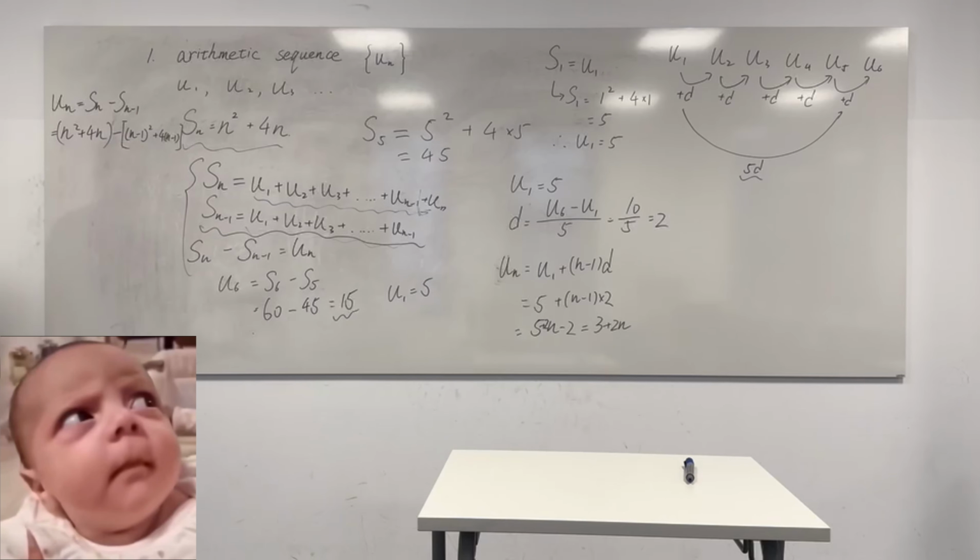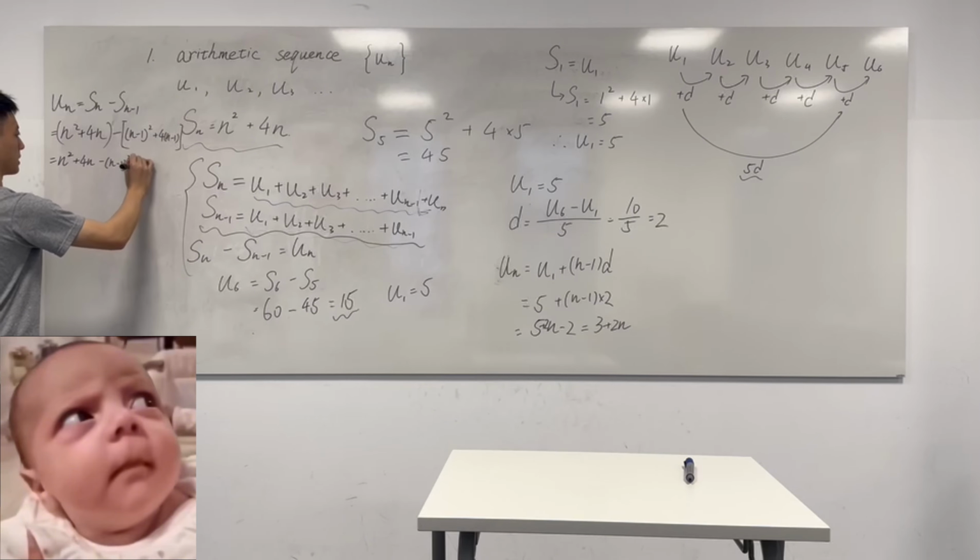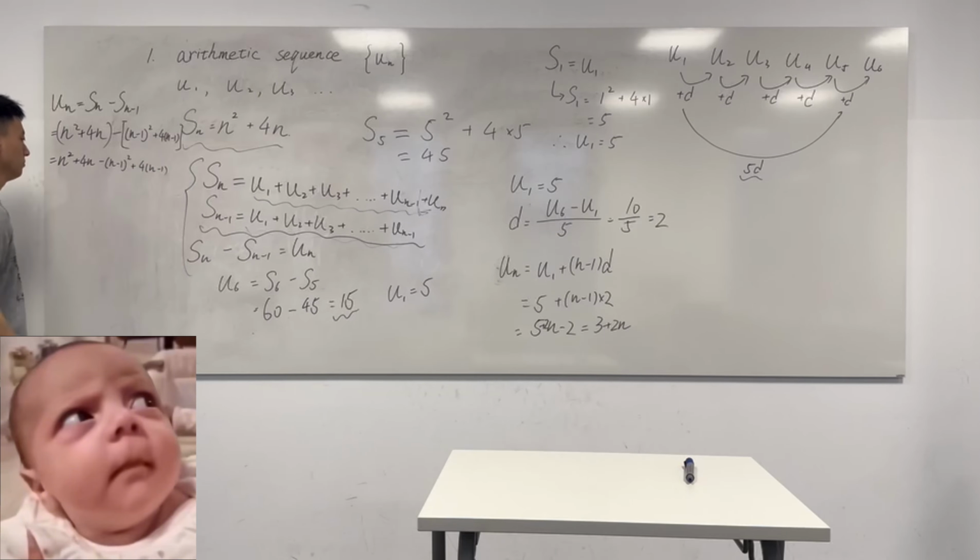Let's open the bracket and just calculate. So we get n squared plus 4n minus (n minus 1) squared plus 4(n minus 1). Here's an easier way to calculate it, so that we don't have to expand this, because it's really disgusting, right? We can use n squared minus (n minus 1) squared. Why? Because it's something like a squared minus b squared. We can use a formula to factorize it.